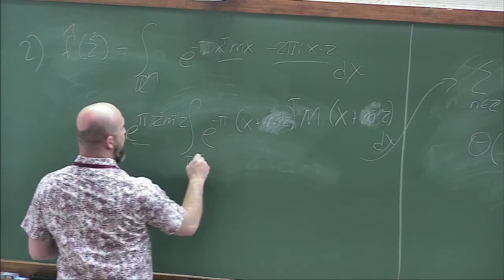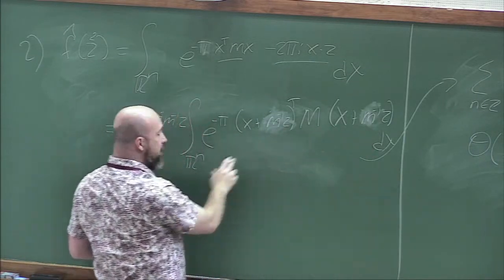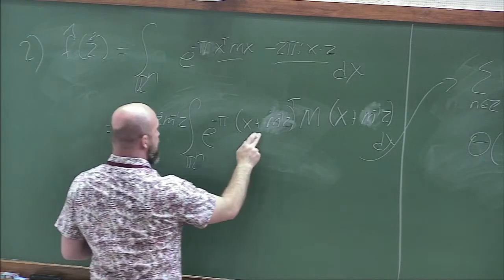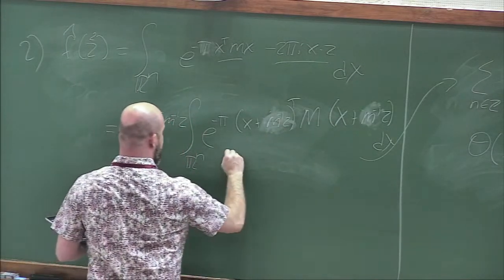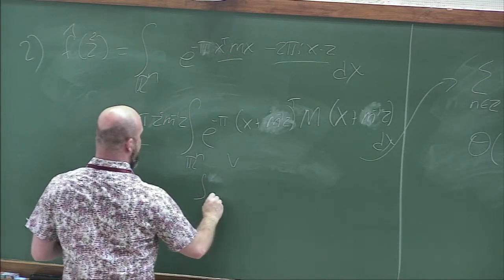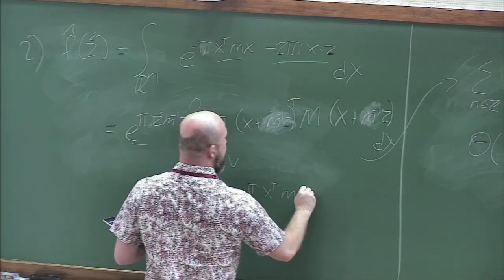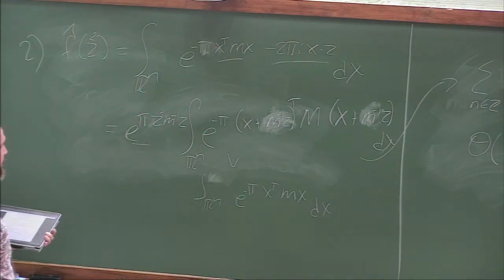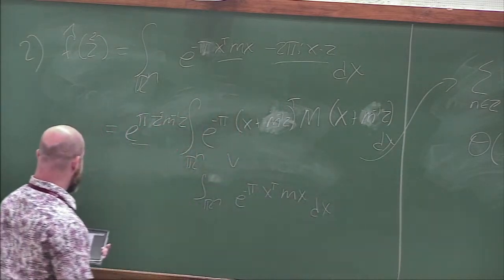This is, again, an integral over Rn. Now, these are all shifted points, but I'm integrating over all of Rn anyway, so that doesn't matter here on the inside. This part right here just turns into our ordinary integral over all of Rn of e to the minus pi x transpose Mx dx.